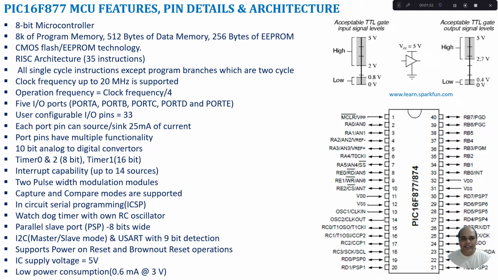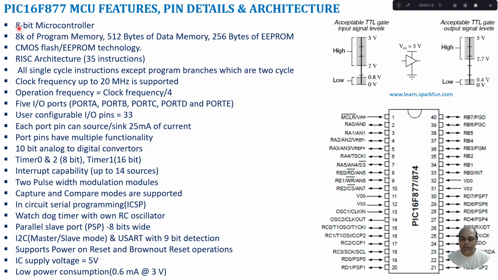So first let us start with understanding the microcontroller. We will discuss in this tutorial the features, pin details and the architecture of the PIC16F877 microcontroller. The PIC16F877 is an 8-bit microcontroller. 8-bit represents that it has an ALU. ALU stands for arithmetic and logical unit, which can perform arithmetic and logical operations on 8-bit data. So if an ALU performs operations on 8-bit data, we say it is an 8-bit microcontroller.